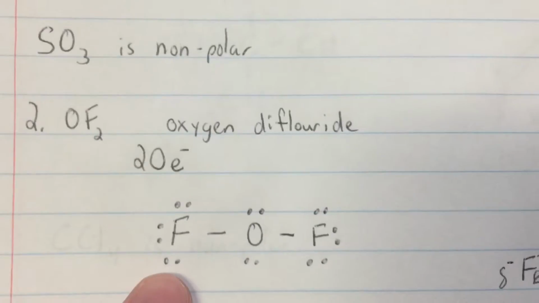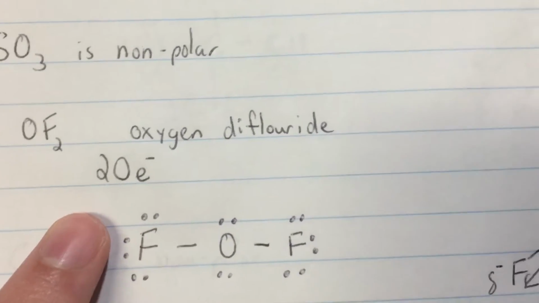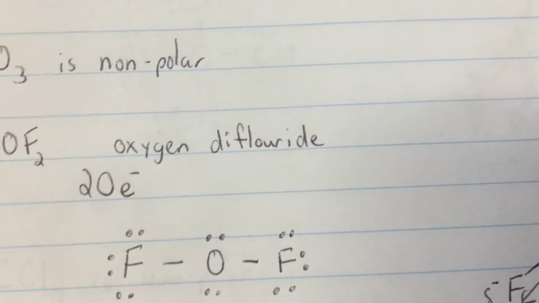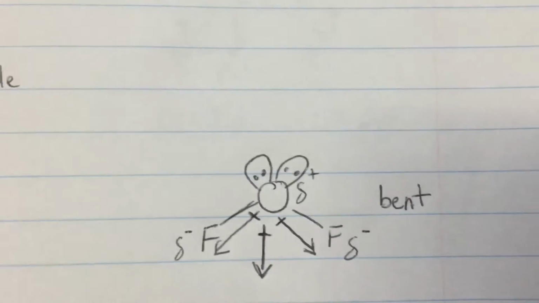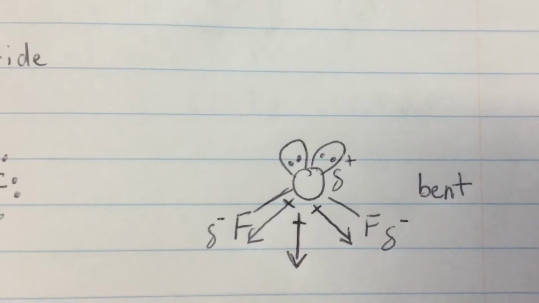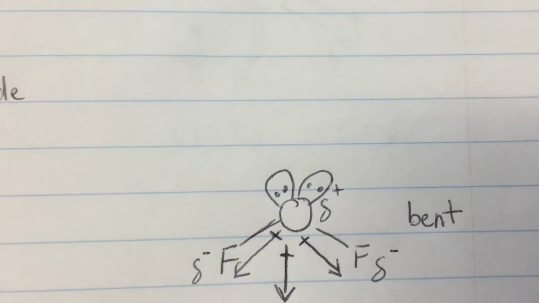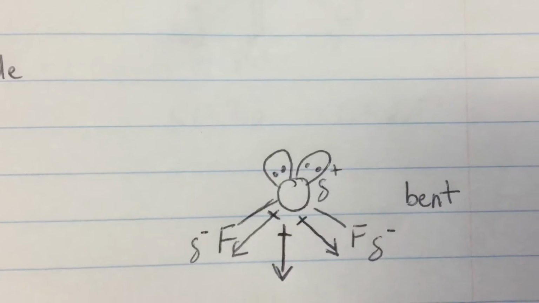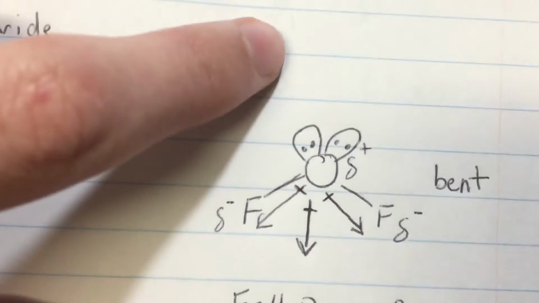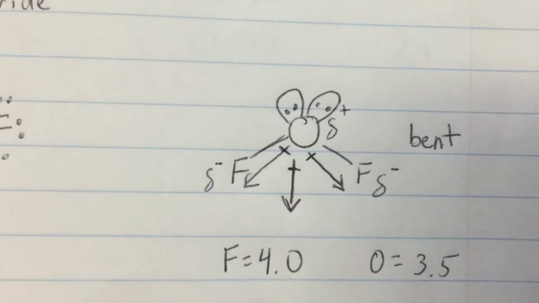So first, we must draw the Lewis structure. We have the 20 electrons, and so we draw the basic Lewis structure from those electrons. Next, we move over to the molecular geometry, and we see that the oxygen has 2 lone pairs on it out of the 4 domains, so this would cause the molecular geometry to be bent, as noted by the 2 lone pairs up here and the bent coming down to the fluorine.